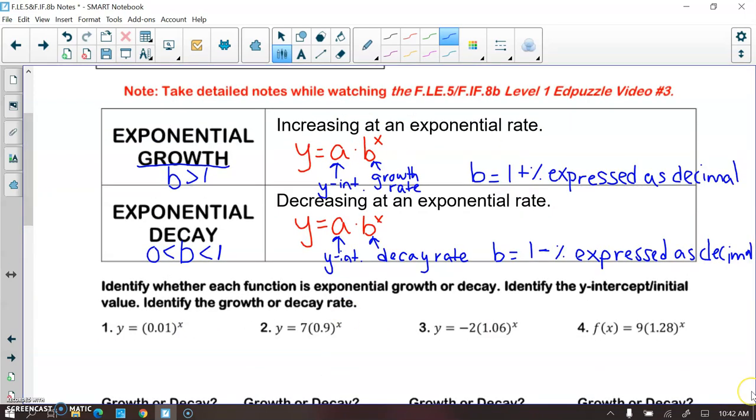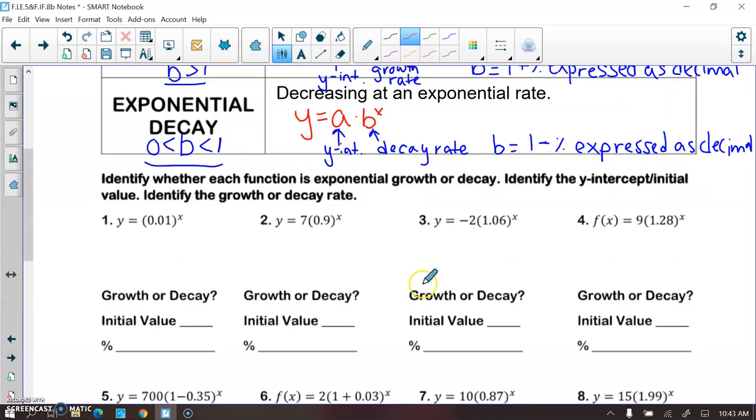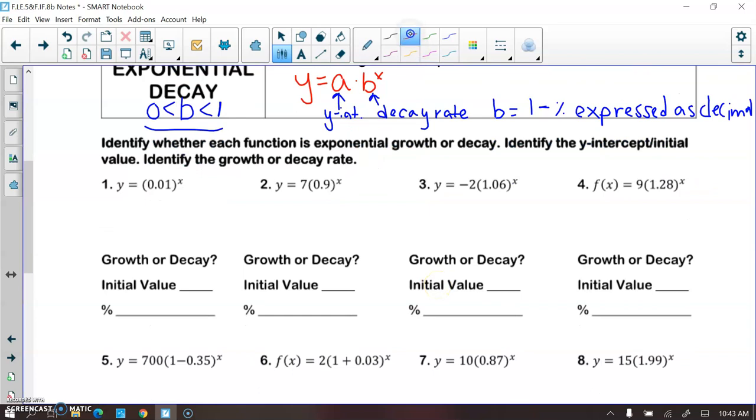So for numbers 1 through 8, we're first going to do, is it growth or decay? How we determine if we're dealing with growth or decay is we look at our b value. If our b value is greater than 1, then it's growth. If our b value is in between 0 and 1, then it's decay. Your b value is always the one that is being raised to the x power. So for number 1, my b value here that's being raised to the x power is 0.01. So that means since it's in between 0 and 1, this is decay. For number 2, my b value being raised to the x power is 0.9. Since it's in between 0 and 1, it is decay.